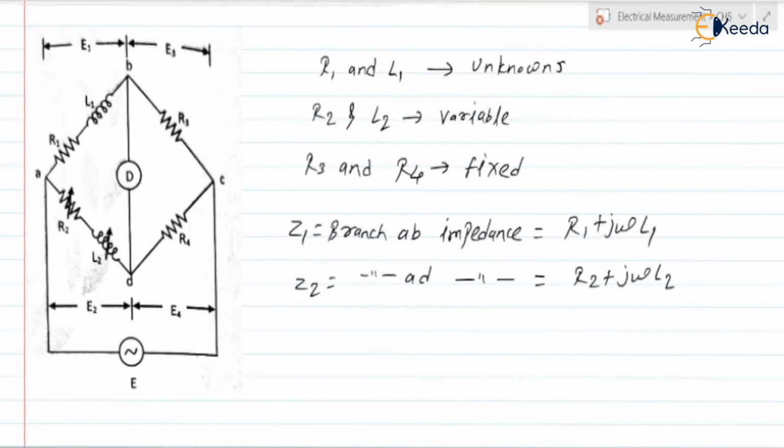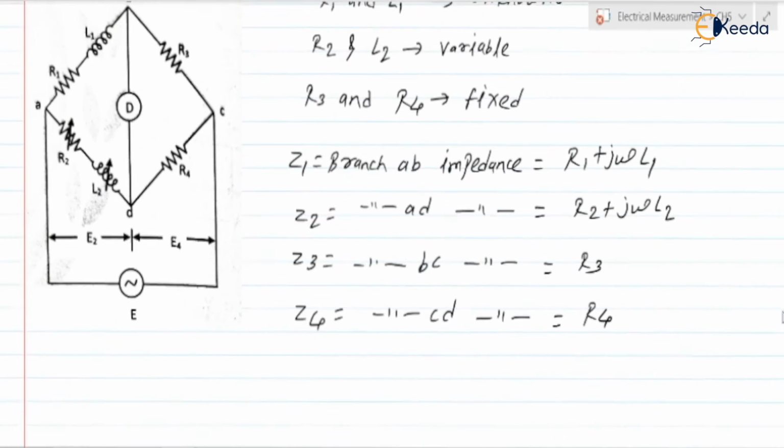So now in this bridge actually we are going to vary R2 and L2 such that this galvanometer should show zero deflection. Next Z3 is equal to branch BC impedance, and it is equal to R3 because in the BC branch we are having only a resistor. And Z4 is equal to branch CD impedance, and it is equal to R4.